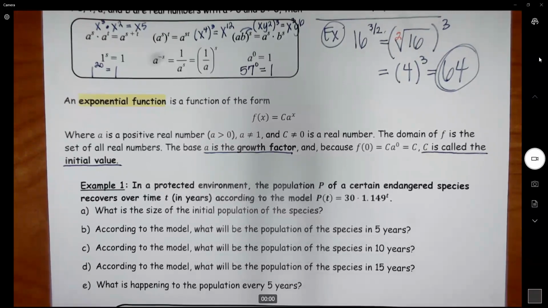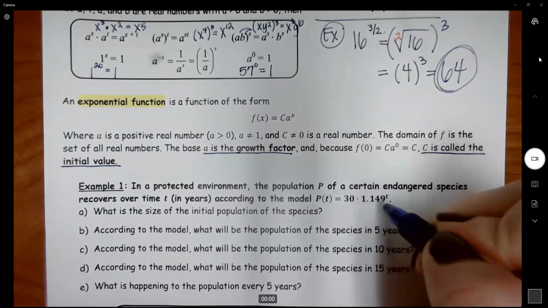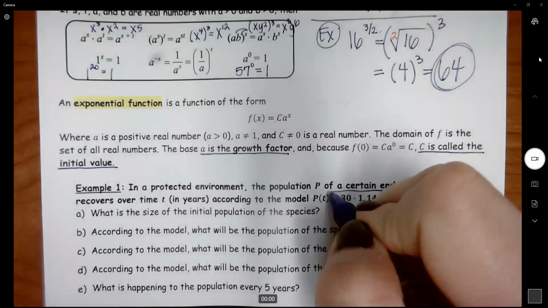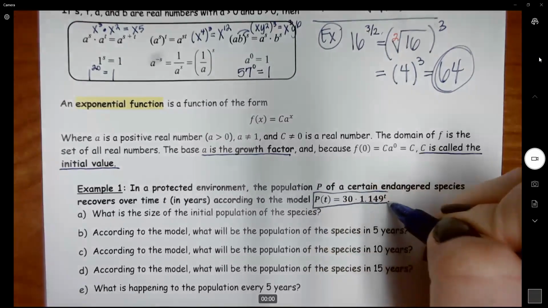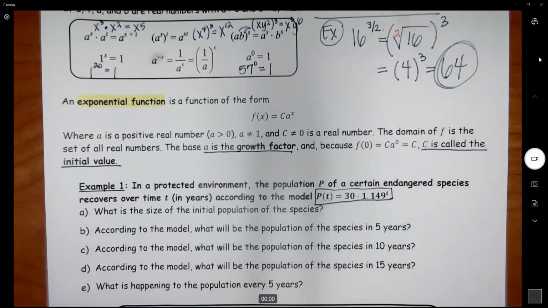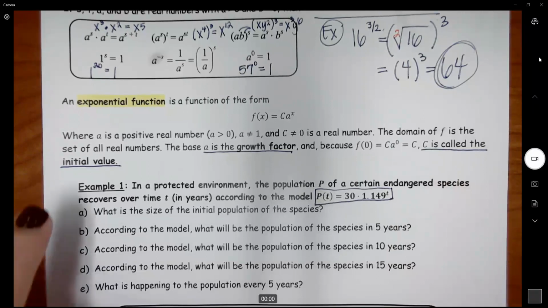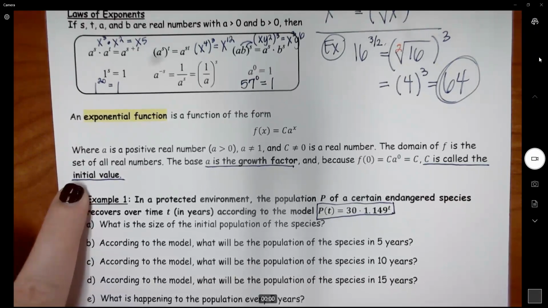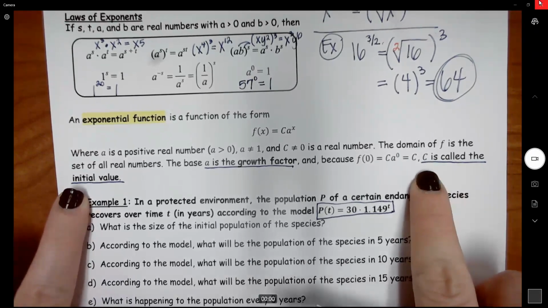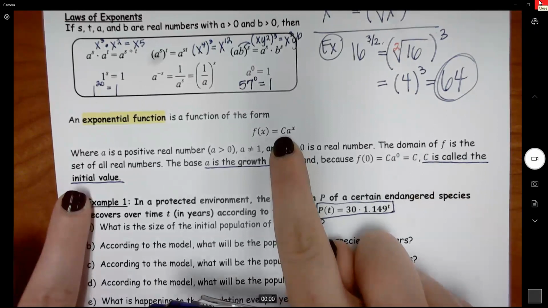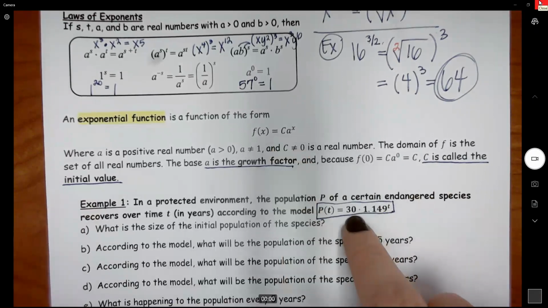So example 1, in a protected environment, the population P of a certain endangered species grows over the time T in years, according to the model right here. All right, so what is the size of the initial population? Well, the initial value is your c, and c is whatever is in front of your exponential portion. So in this case, 30.